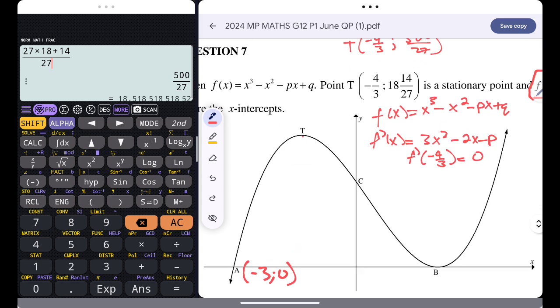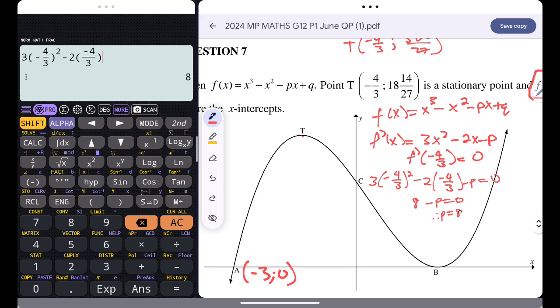So the derivative will be 0 if and only if x is equal to negative 4 over 3. Let me substitute that x value into my derivative: 3 times negative 4 over 3 squared, minus 2 times negative 4 over 3, minus p is equal to 0. This will simply give me 8 minus p is equal to 0. Therefore, p is equal to 8.